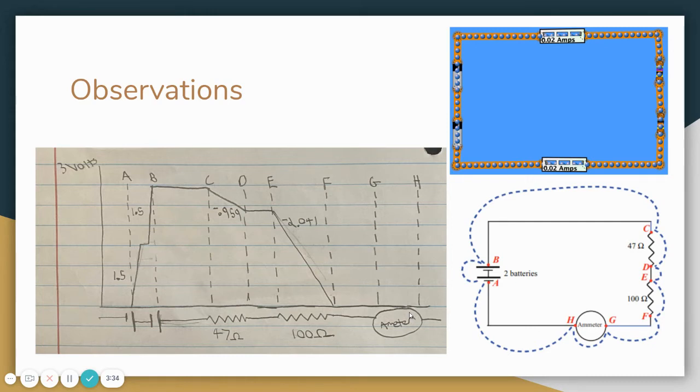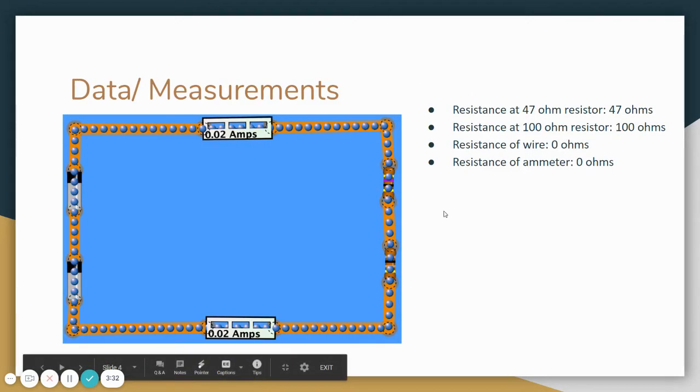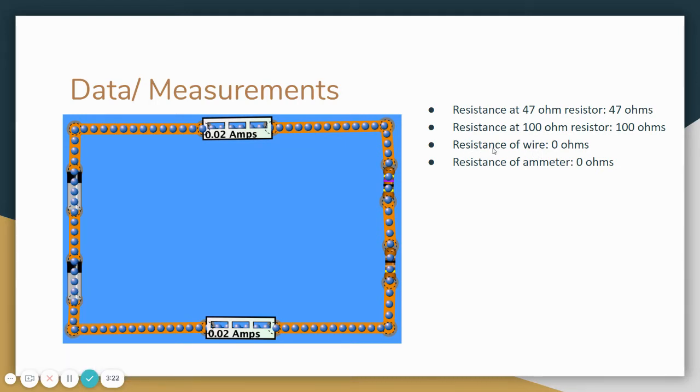And this flows into the next part, which is looking at the resistance of this circuit at different points. Because the voltage was 0, the potential difference was 0, the resistance of the wire and the ammeter is going to be 0 since R is equal to V over I. And because of that, that means that the resistors are going to be what we determine they are, which is 47 ohms and 100 ohms.